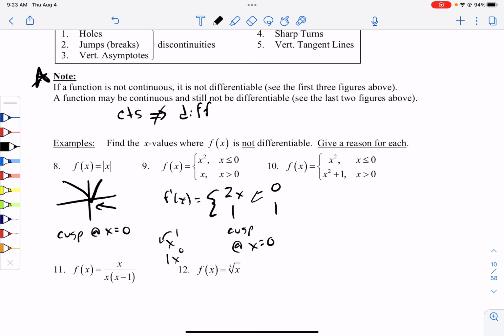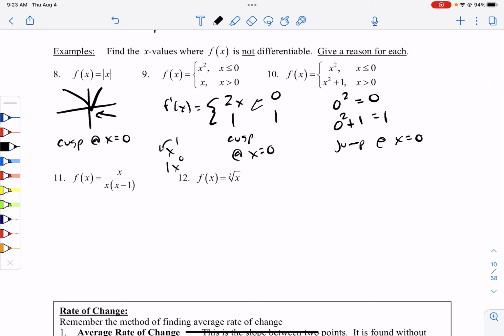Okay, let's do that again on number 10. We're going to plug 0 into both of these. So 0 squared equals 0. 0 squared plus 1 equals 1. So those two don't even meet at the same point. So there is a jump at x equals 0. There's a jump discontinuity. So it's not continuous, or it's not differentiable.